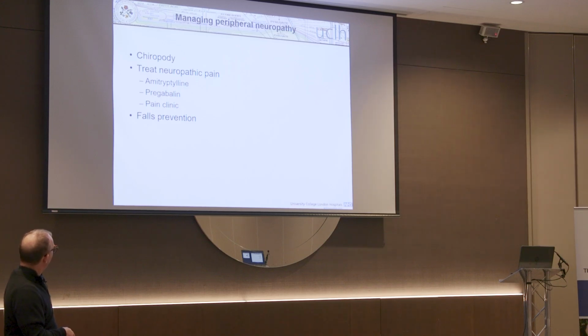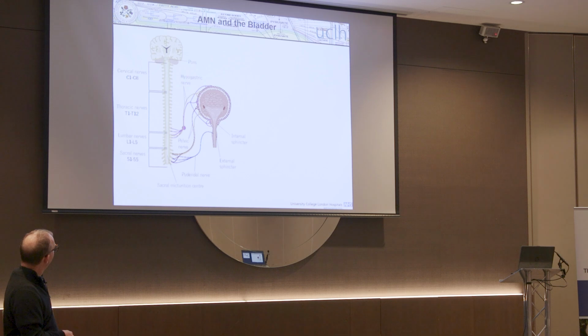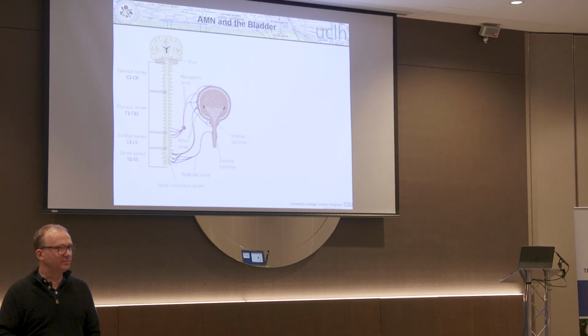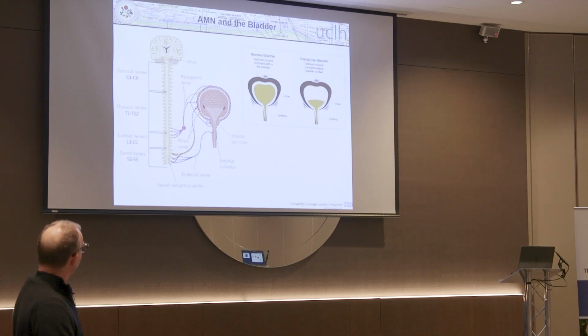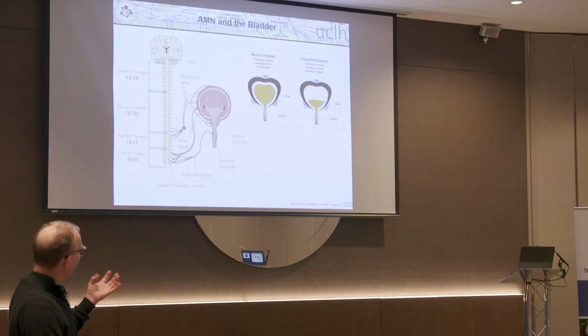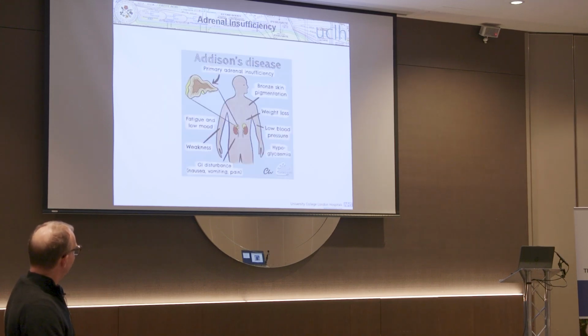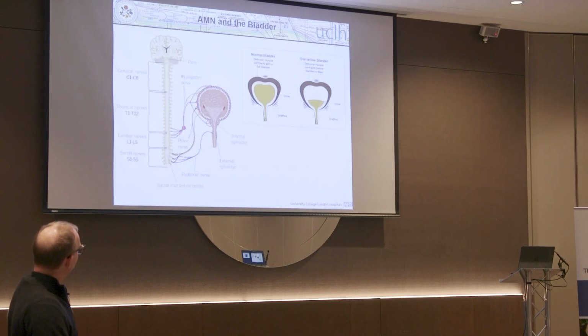So chiropody, neuropathic pain. Again, we can use drugs to treat that, pregabalin and gabapentin, again, amitriptyline. Sometimes we need pain clinics for that. And then I'm not going to spend much time on the bladder and the bowel because you got much better talks than me about that yesterday from the nurses from UCH. But for the bladder, it's instability. Again, it's a bit like clonus of the bladder. The bladder is contracting when you don't want it to, and that leads to problems. And there are various drugs you can use to try and stop that.